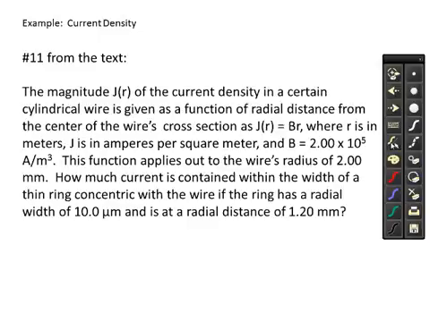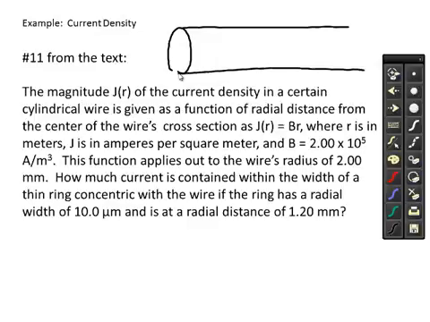The magnitude of the current density of a certain cylindrical wire is given as a function of radial distance from the center with the equation J equals B times R. R is in meters, J is in amperes per square meter, and B is a constant. So in English, what does this mean? We've got this wire, and if you start at the center, where R equals 0, the current density is 0, because when R equals 0, J equals 0, according to our little equation. But as R gets bigger, as you move further out, the current density gets bigger and bigger. That more closely approximates reality: if you've got a big, thick wire, most of the charge is moving along the surface of the wire, not as much through the interior.